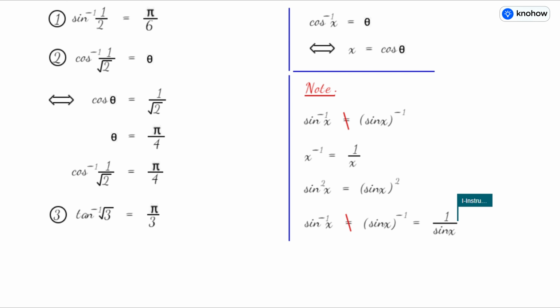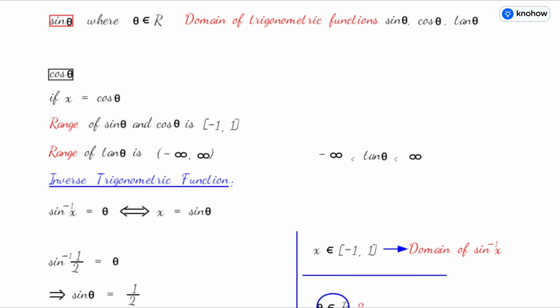Now, let me discuss, as I told you in the beginning, that here, when I say sine inverse x, look here, when I ask you the value of sine inverse half, I told you that at least in the first quadrant we know it is 30 degrees or pi by 6.